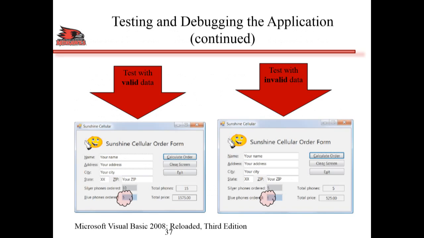And here is an example. You need to test your program with valid data. So suppose for blue phones you have 5, and make sure your program works, and also make sure it works with invalid data, here a T in the blue phones.